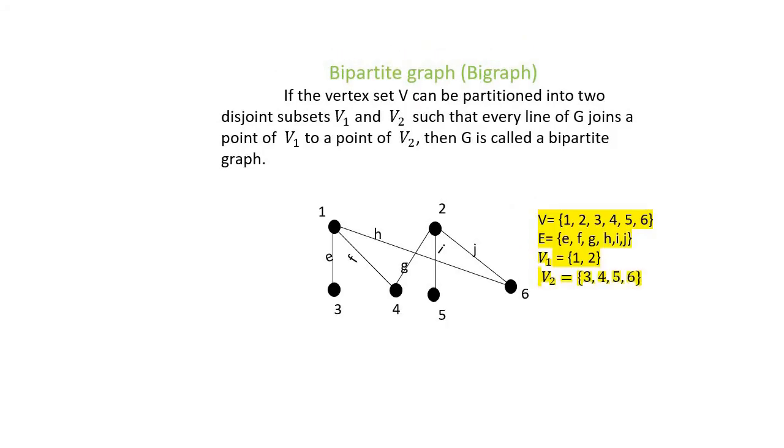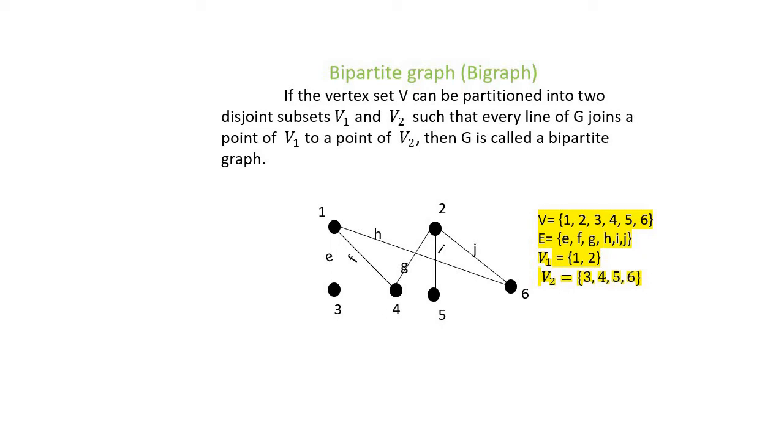Next we see the bipartite graph. If V can be partitioned into disjoint subsets V1 and V2, and in the vertex set every line of G joins a point of V1 to a point of V2. Here, in our example, the V1 vertex set is {1, 2} and the V2 vertex set is {3, 4, 5, 6}. We take one edge e, with one end 1 in V1 and the other end 3 in V2.